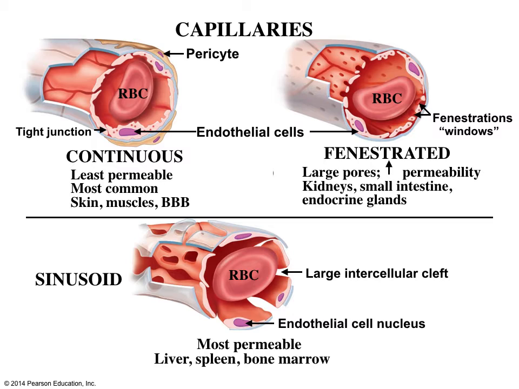Sinusoids are the largest of all of the capillaries present. In the liver, spleen, and bone marrow, they have large intercellular clefts and also fenestrations to allow for the most permeability.